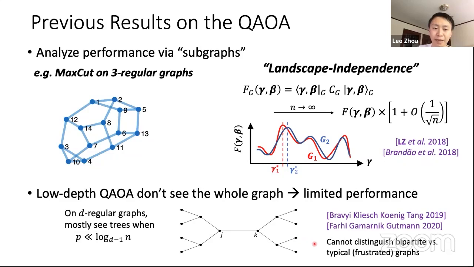That basically means that you cannot really distinguish the bipartite regular graphs in the ensemble versus a typical one, which is highly frustrated. So because you can never do better than the maximum, the QAOA would just get a value that's roughly the typical value, and that's much lower than the bipartite case.